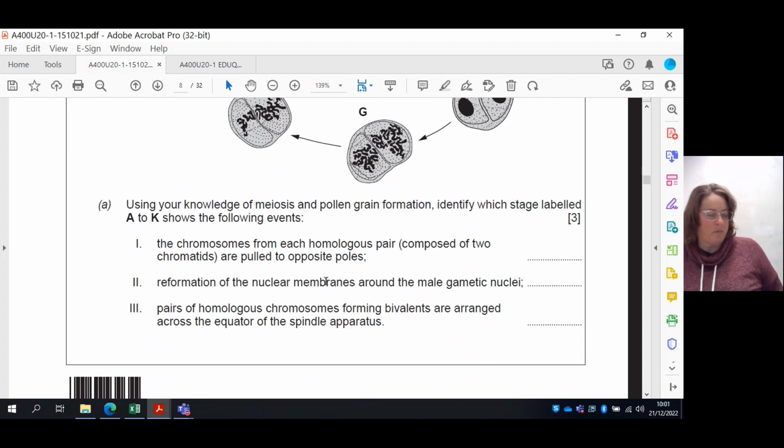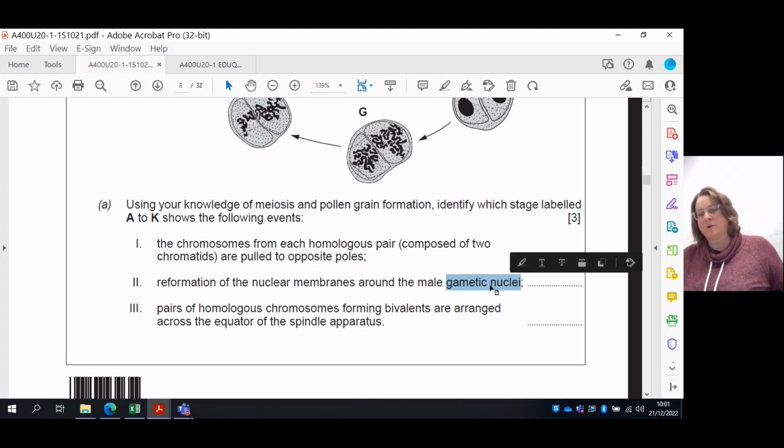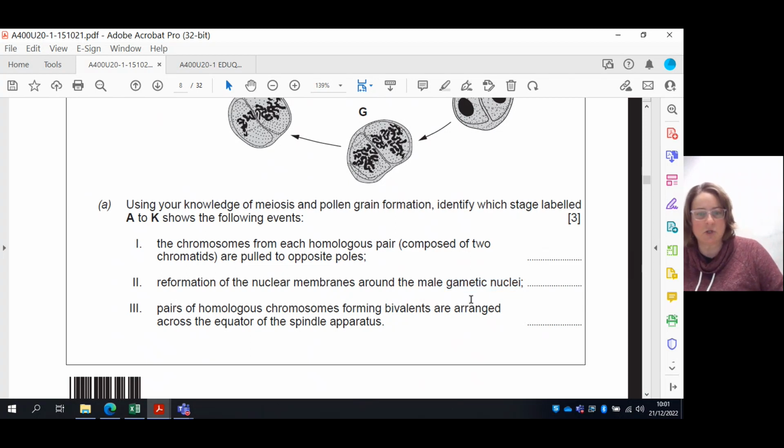Reformation of the nuclear membranes, that has to be a telophase. Definition of telophase is nuclear membranes being reformed. And then it tells you around the gametic nuclei. So the gametes are already formed. We're already at the stage where we've got the haploid information divided even further. So at that point, we've got telophase 2.